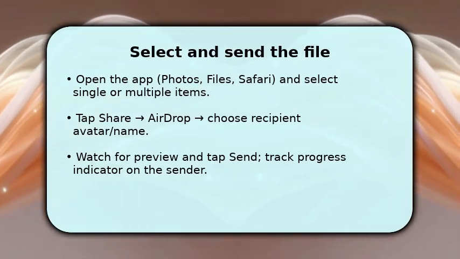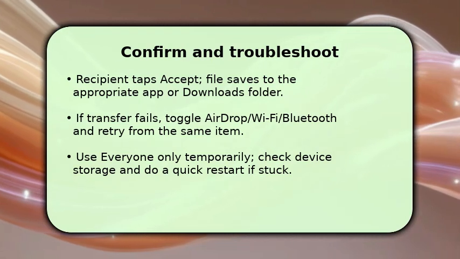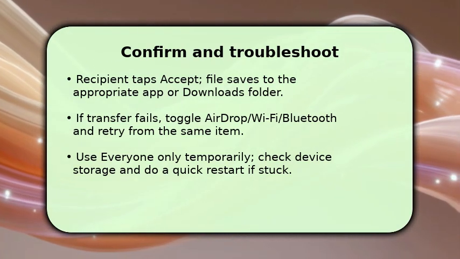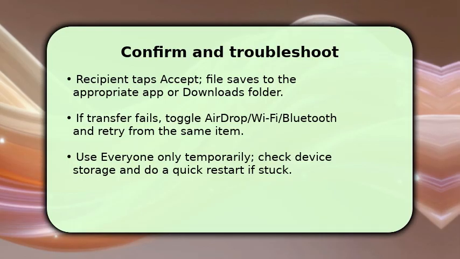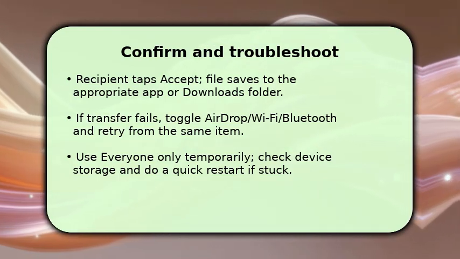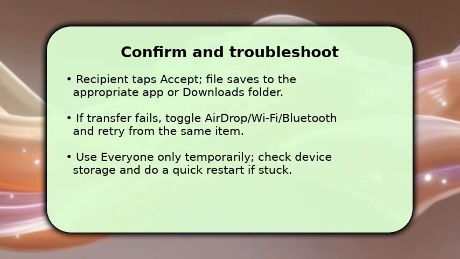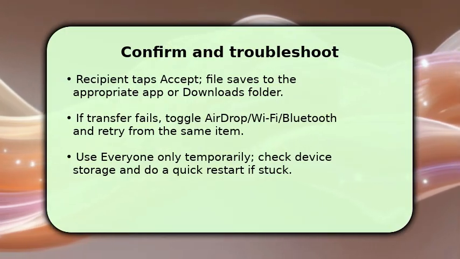Finish by having the recipient tap Accept so the file saves to Photos, Files, or Downloads. Once completed, confirm the item opened correctly. If it fails, first toggle AirDrop off and on, then Wi-Fi and Bluetooth and retry the exact send. That resolves most transient issues.